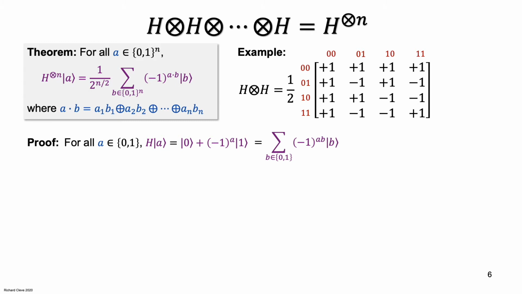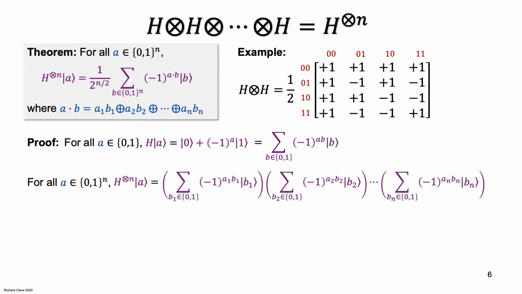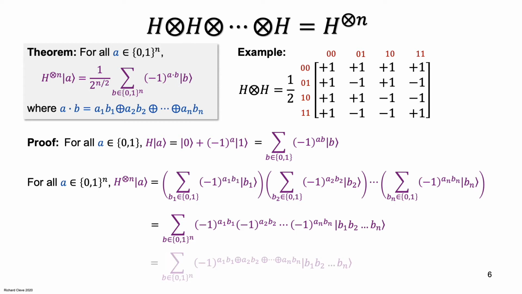Now, for n qubits in states ket A1, ket A2, and so on up to ket AN, we insert the above expression for each output qubit like this. We can multiply out the sum as follows. And then we can gather together the exponents of -1 into one exponent.